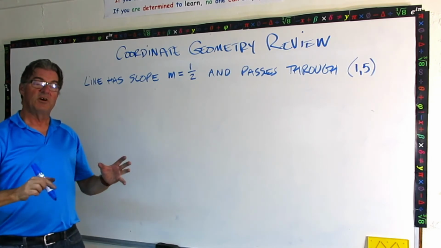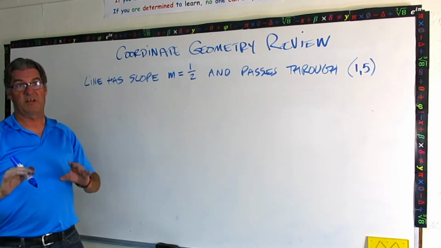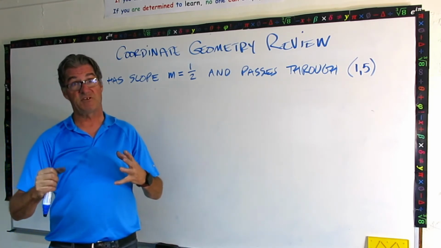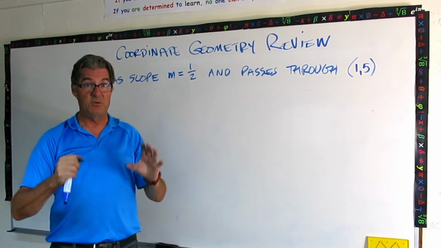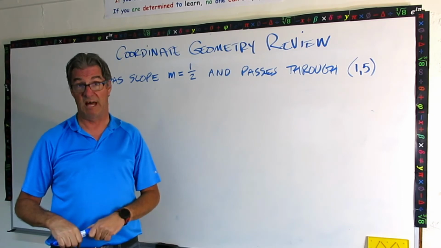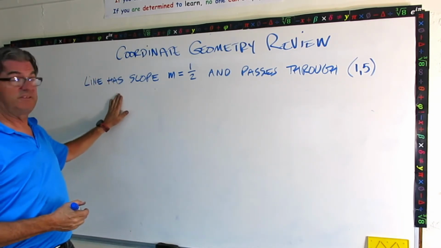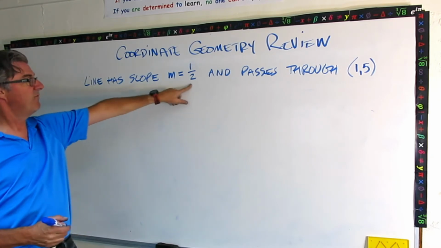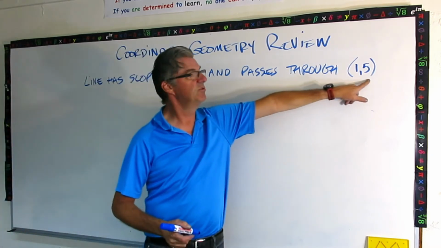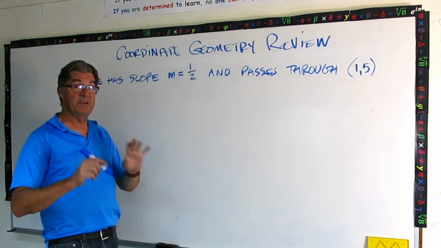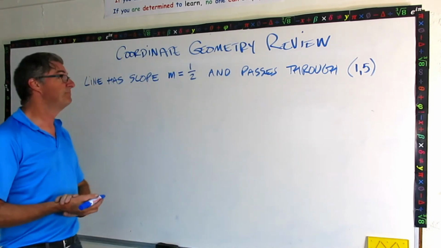What followed was a series of activities that basically had one thing in common. You were given some information, you were given a diagram, and you had to come up with an equation of a line. Okay, so at the basic level, it might have been a problem like this one, where we have a line with a slope of 1/2 and it passes through the point (1, 5). So what we're going to do here is we're going to find the slope-intercept form of that line equation.